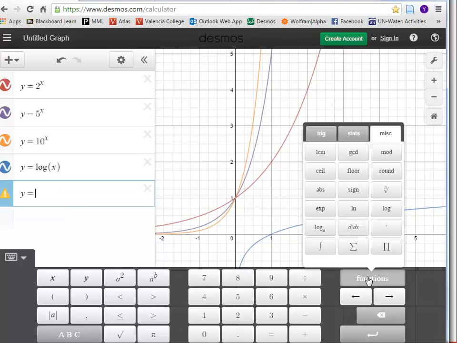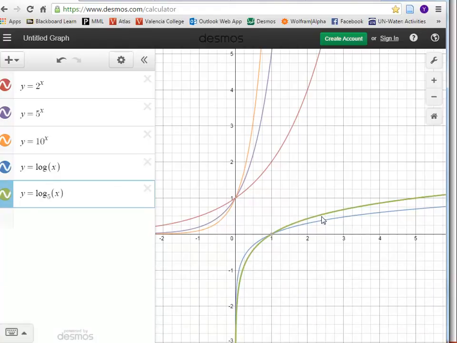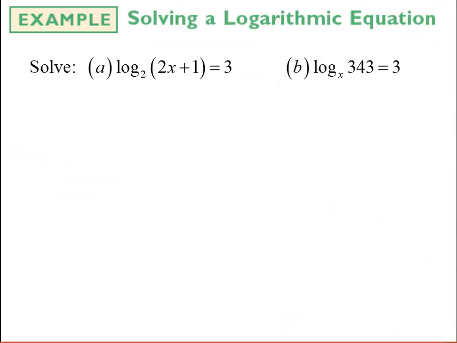All right, so the easiest way to do this is to hit the functions button, tap on miscellaneous, and you can see the log key. Notice that when I type that, it puts the cursor in the base. So I'm going to type 5, and then I'm going to hit my right arrow and jump to the inside and type x. All right. So there's log base 5. Notice log base 5 right here is growing faster than log base 10. So anyway, the base 10 exponential grows the fastest, the base 10 logarithm grows the slowest.